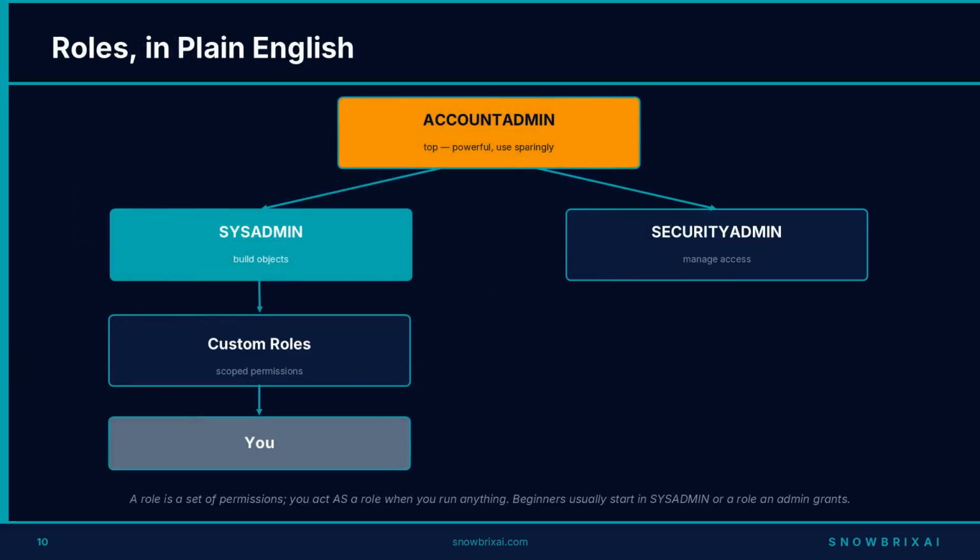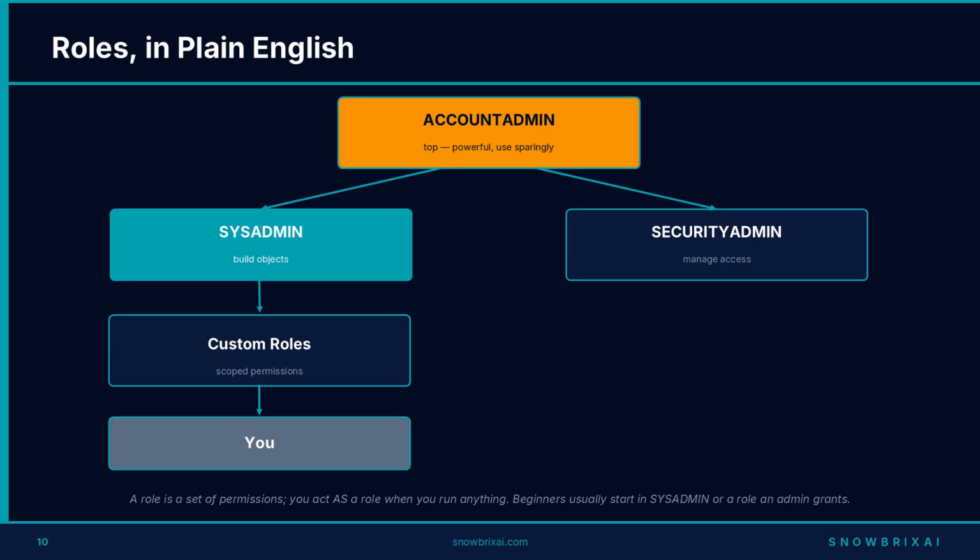A role is simply a set of permissions, and you always act as a role when you run anything. You are never just you, you are you wearing a role. As a beginner, you usually start in sysadmin, which can build things, or a role your admin hands you. There is a top role called accountadmin, and it is the most powerful one in the whole account. Treat it like the master key. Use it sparingly. Never for daily work.